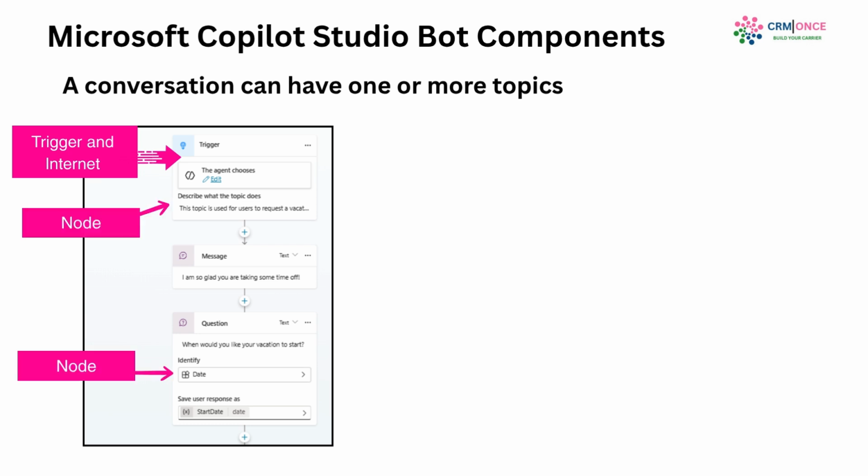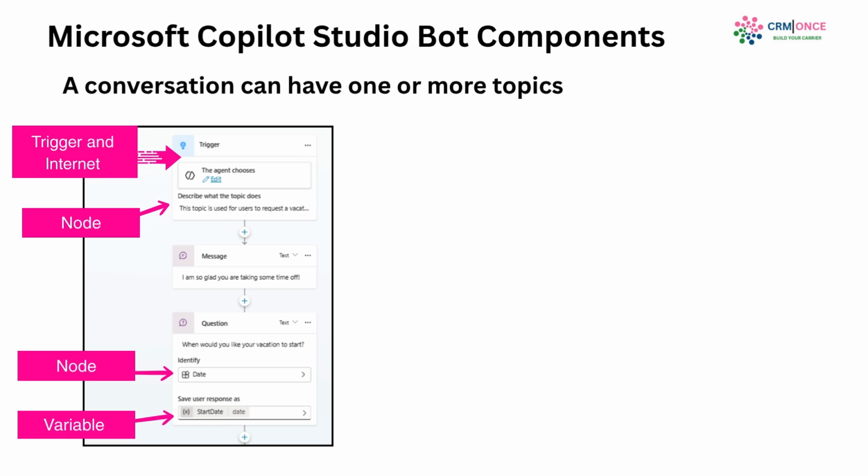Nodes. Each step in the conversation is a node. You build the conversation flow using these nodes, such as: a message node sends a message to the user. A question node asks the user for input, for example, a date. An action node performs backend logic or stores data.